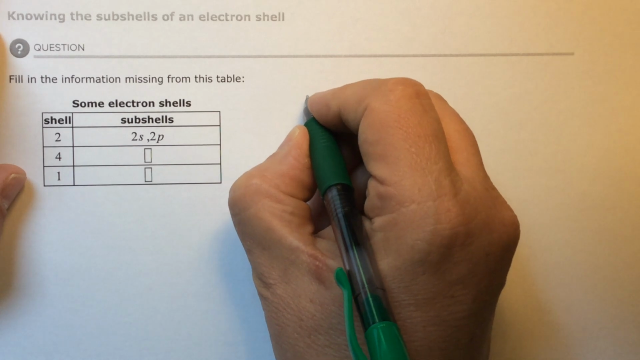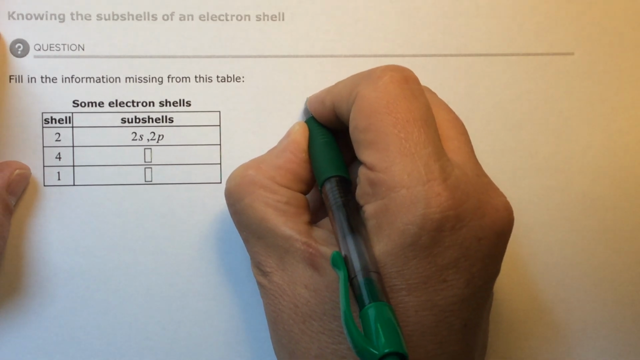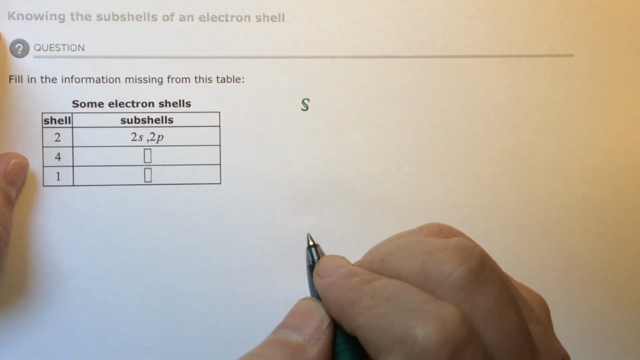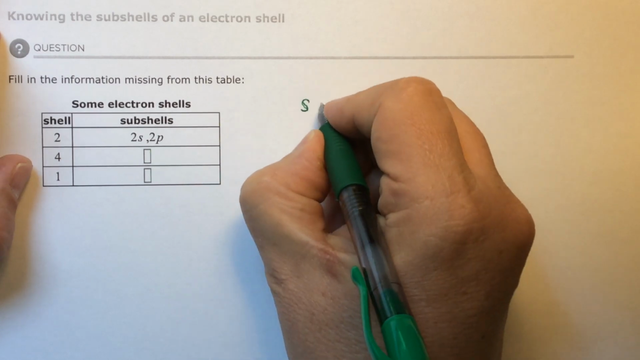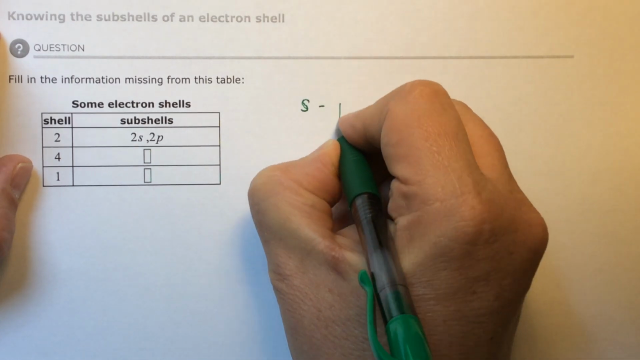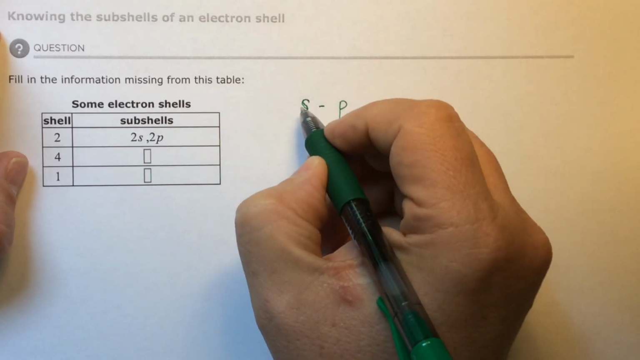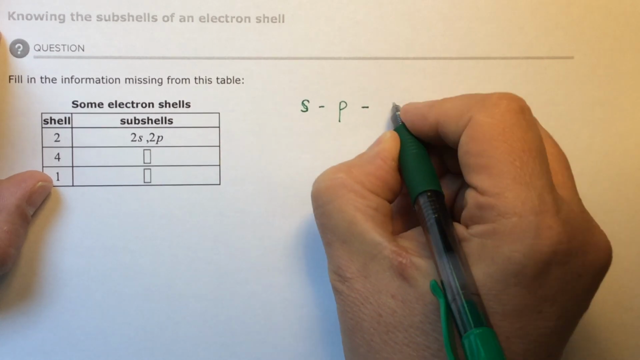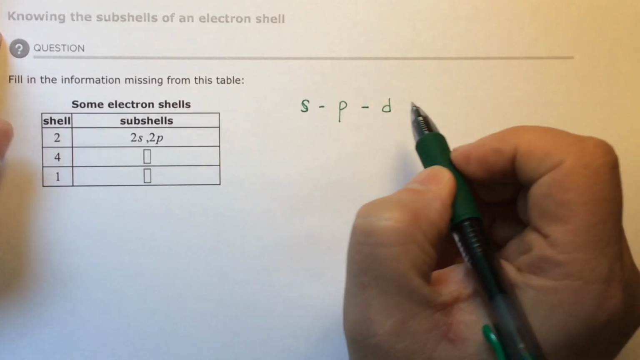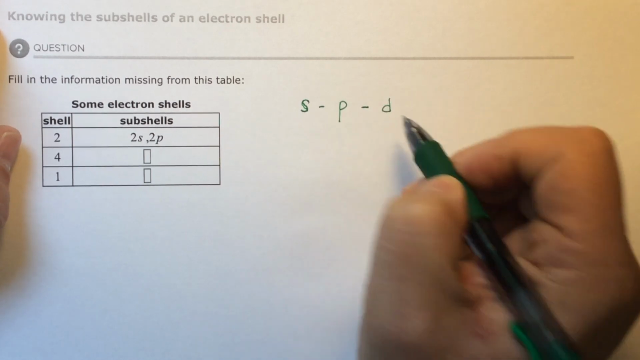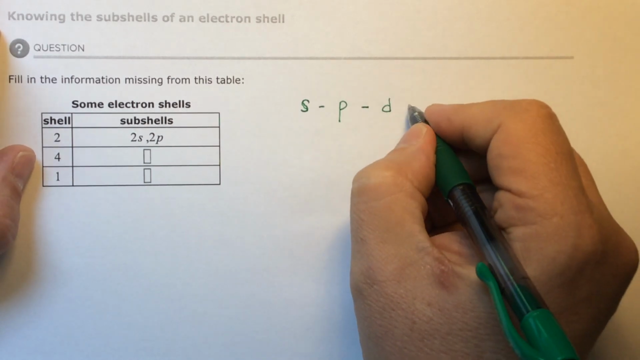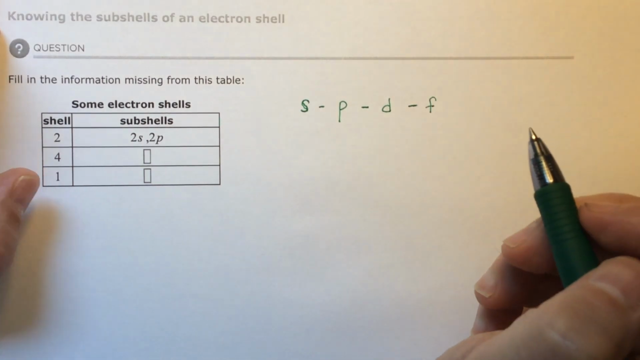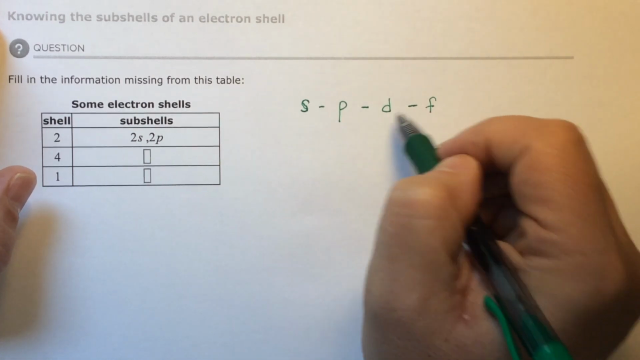You are going to have subshells like this. You have an S subshell. So if you have one subshell, you're going to have an S subshell. The next subshell in order is a P. So if you have two subshells, you're going to have an S and a P. The third subshell is a D. So if you have three subshells, you're going to have an S, a P, and a D. The fourth subshell is an F. So if you have four subshells, you're going to have an S, a P, a D, and an F.